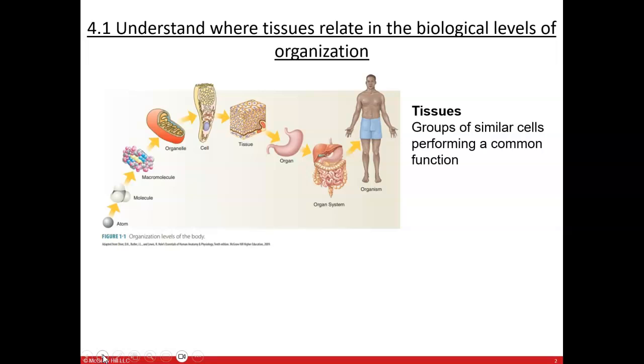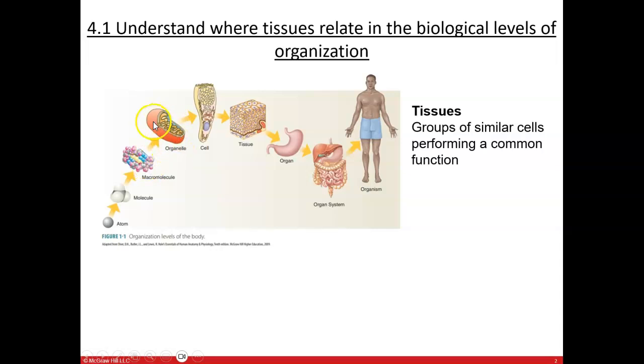So here we are. And this is something that should look familiar to you. The learning outcome is to understand where tissues relate in the biological levels of organization. Remember, we were looking at the levels of organization of the whole human body. We started off with atoms and molecules, and then we got to the 4 groups of macromolecules. Remember what those are? See if you can remember. Carbohydrates, lipids, proteins, nucleic acids.